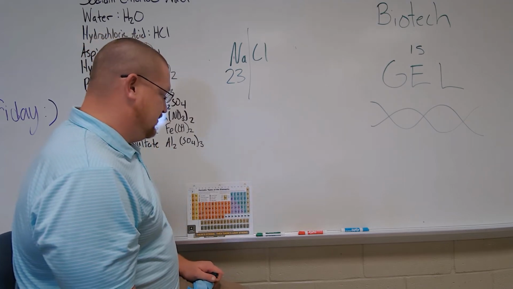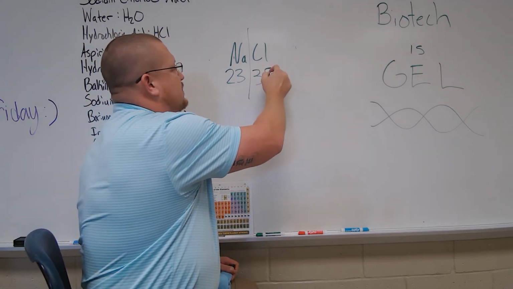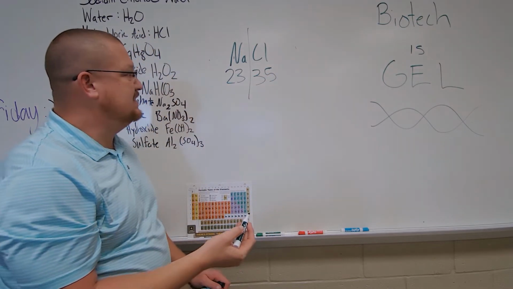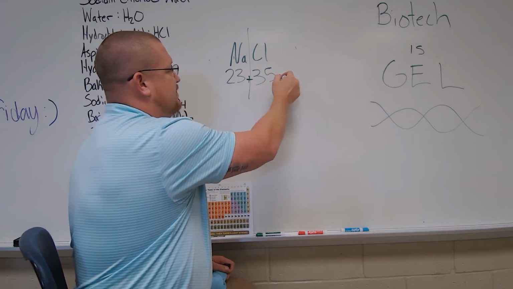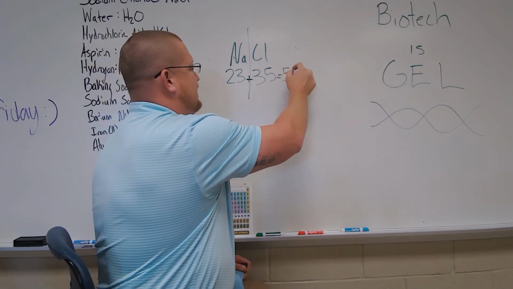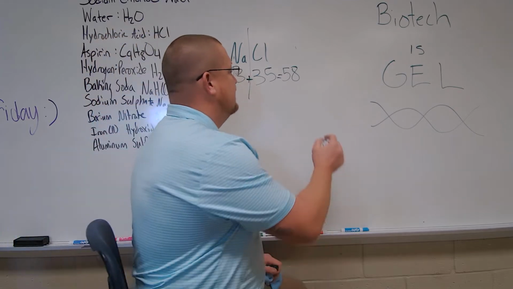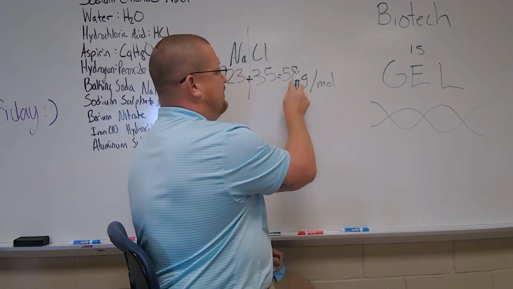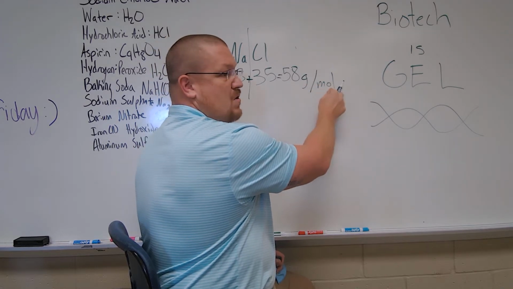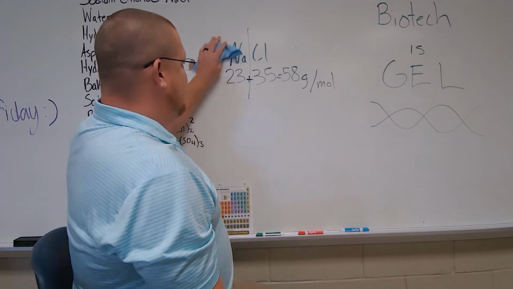All right, so we got 23 and 35, right? Yeah. So there's just one of each. I just add these two things together. 23 plus 35, right? This is going to be what? 58. I'm not done there. I need my unit for molar mass. Grams per mole. There's 58 grams in 1 mole of NaCl. That's what that number tells us. That's what that unit tells us.